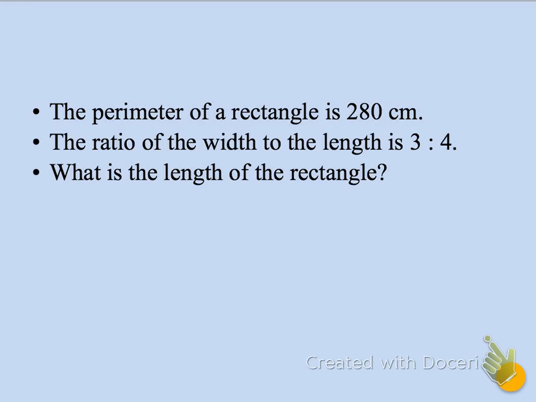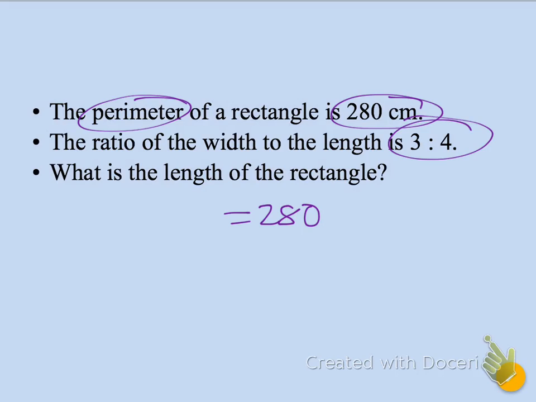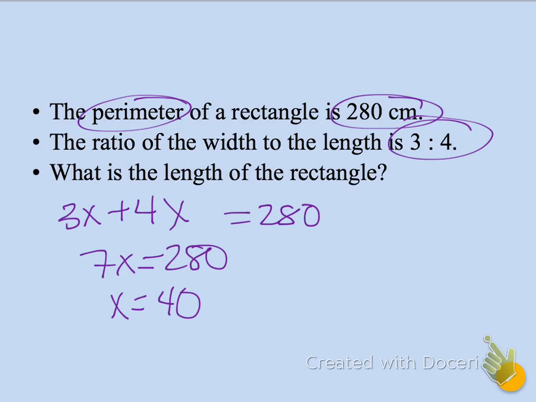The perimeter of a rectangle is 280 centimeters. The ratio of width to length is 3 to 4. What is the length? So we know it is perimeter, so that means we're adding all the sides together, and it should equal 280. It is 3 to 4, so we have 3x and 4x. Let's go ahead and solve. 7x equals 280. X should equal 40.